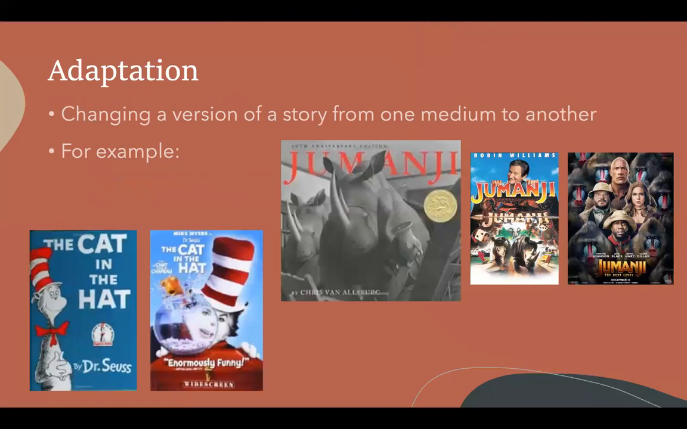Adaptation is changing a version of a story from one medium to another. And there are some examples listed here. You see the book, The Cat in the Hat, which was made into a movie. The book Jumanji, which was made into a movie and then rebooted into another movie. These are all examples of adaptation.